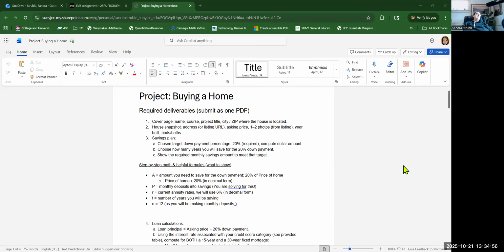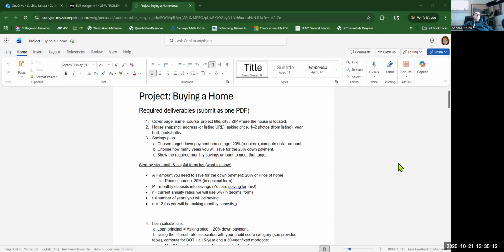Hey there. So let's cover Module 2 lab. The project is buying a home. The requirement on your part is to submit it as one PDF, the information I'm asking for.